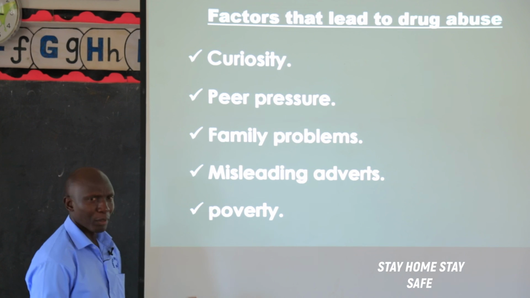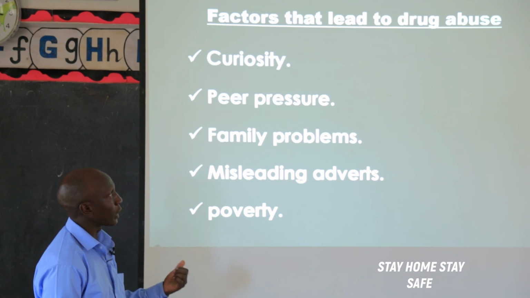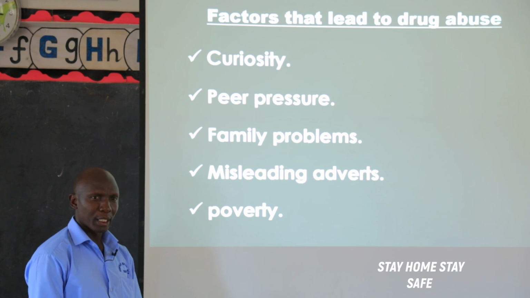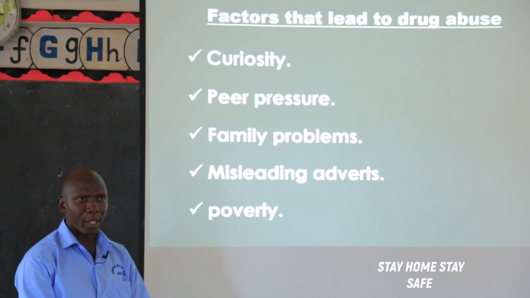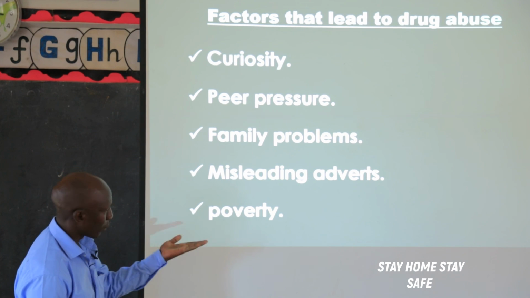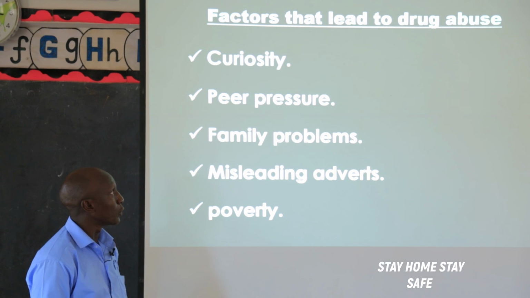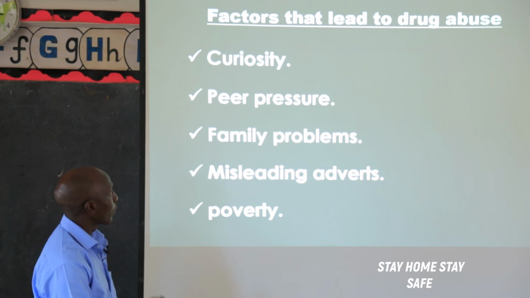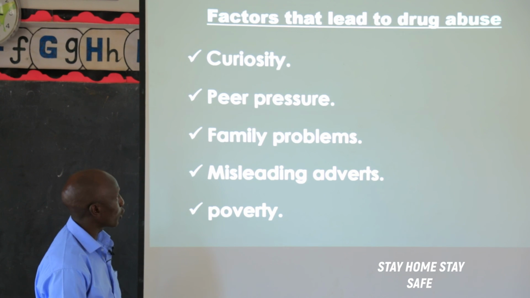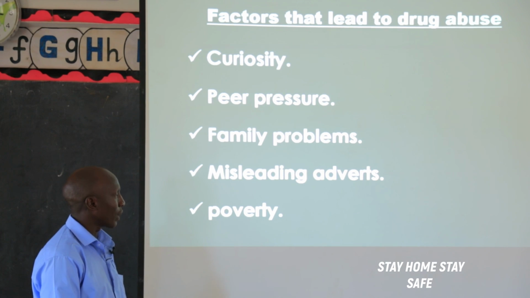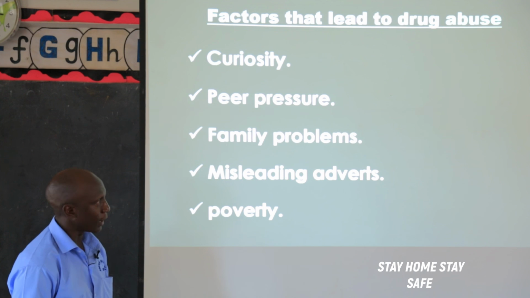Then poverty. Poverty is another factor which can make people start abusing drugs. When they don't have money, they resort to doing all kinds of things. And eventually, problems are going to arise. So these are some of the factors that can lead to drug abuse. Hope you've seen them, children. We have curiosity, we have peer pressure, we have family problems, we have misleading adverts, then we have poverty.